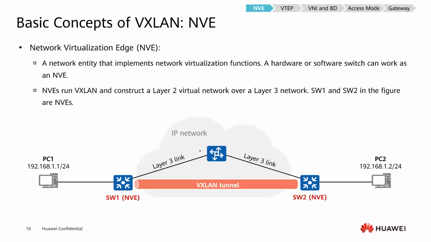All right. Now let's look at some basic concepts of VXLAN. The first one is the NVE. What is NVE? Its full name is Network Virtualization Edge. It is the entity that runs VXLAN and constructs the layer 2 virtual network over the networks. You can find that in this topology, switch 1 and switch 2 are the NVEs, just because switch 1 and switch 2 together built the VXLAN tunnel.